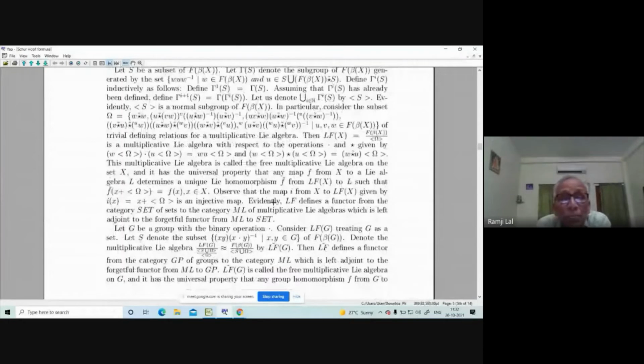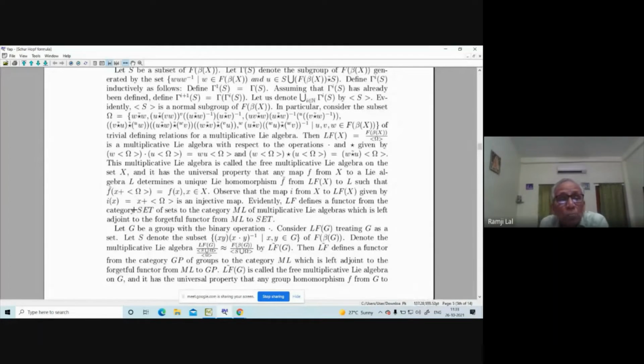Indeed, the way we defined it was a forced definition, to make this a multiplicative Lie algebra, and it satisfies the universal property. Observe that the map i from X to L(X) given by i(x) equal to this is an injective map. It follows easily. Evidently, L defines a functor from the category of sets to the category ML of multiplicative Lie algebras, which is left adjoint to the forgetful functor from ML to Set. So if you forget the multiplicative Lie algebra structure on a multiplicative Lie algebra, you get a functor from ML to Set, and this is adjoint to that.